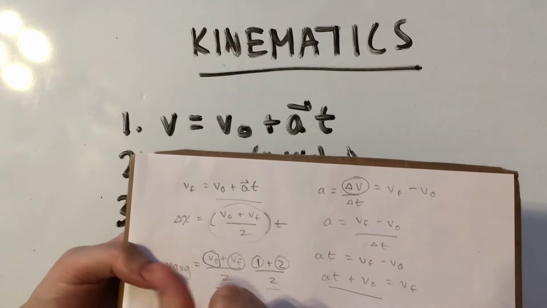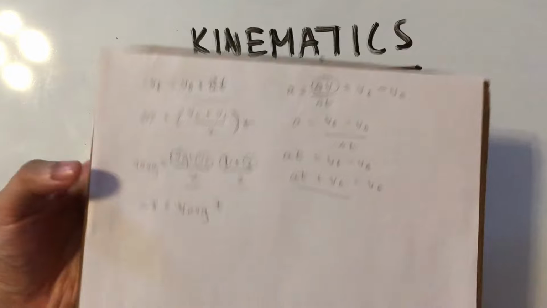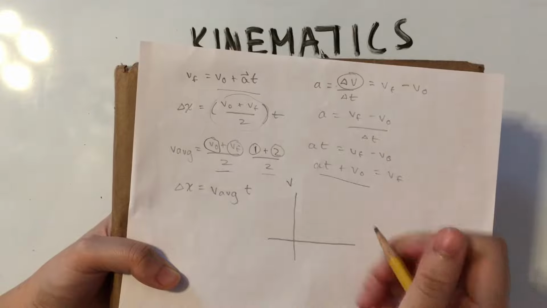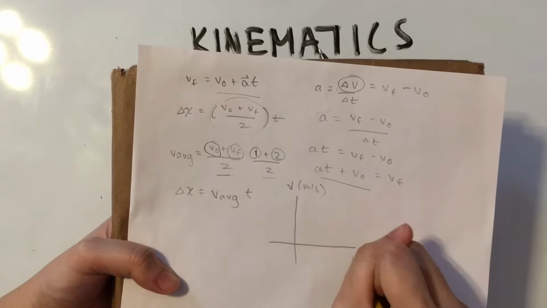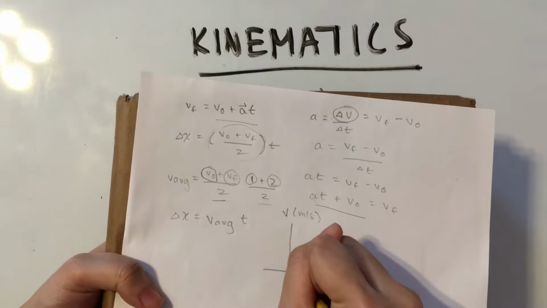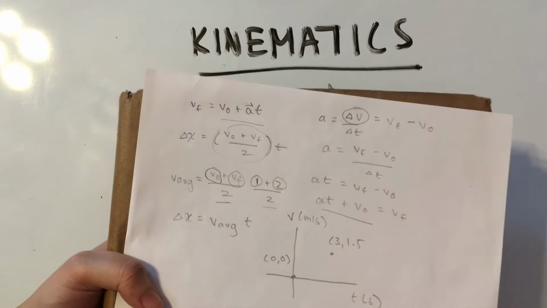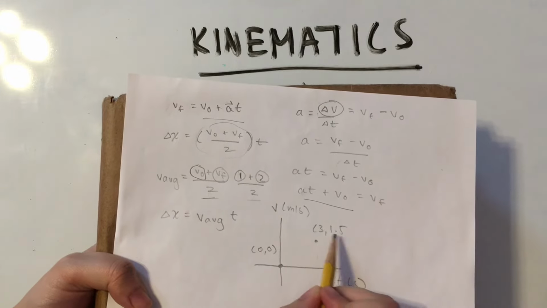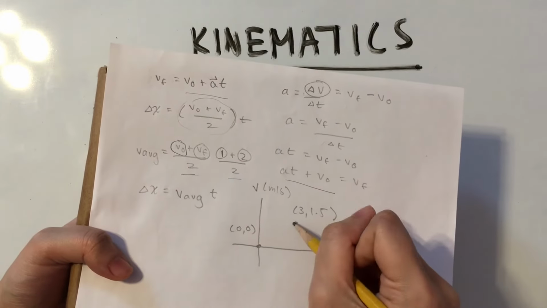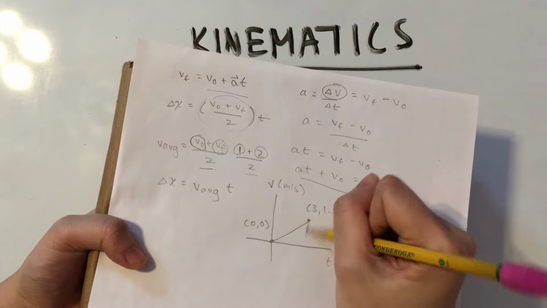So this is basically saying that displacement is equal to average velocity times time. And we can prove that using a velocity versus time graph. So we have velocity, which is measured in meters per second on the y-axis, and time, which is measured in seconds on the x-axis. So let's say we have 2 points, 0, 0, and another point, 3, 1.5. So after 3 seconds, the velocity is 1.5 meters per second. And displacement is equal to the area under this line. So it would be this triangle area.